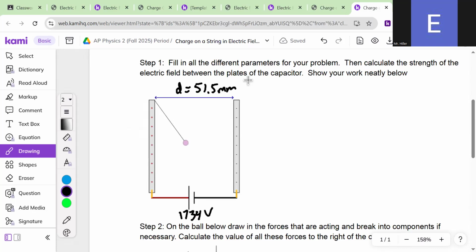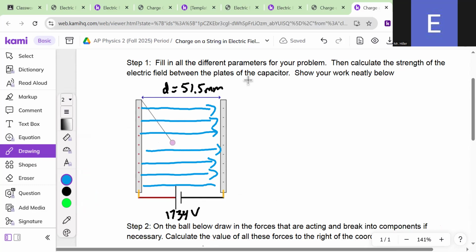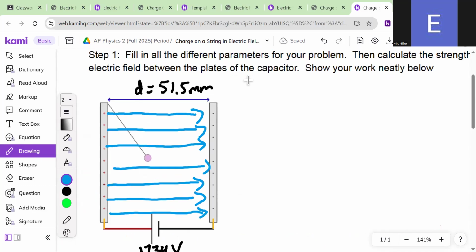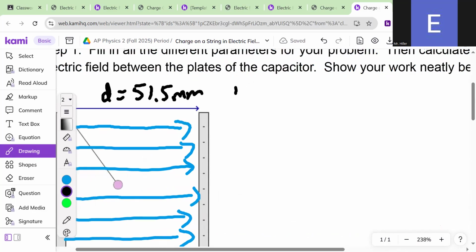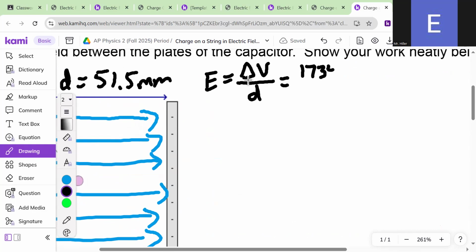Now, electric fields are always directed from positive to negative, so I can draw those. My electric fields would be pointing to the right. The value of that electric field I can also calculate too, because the electric field is the potential difference between the plates divided by the distance. In other words, 1734 volts over 0.0515 meters.